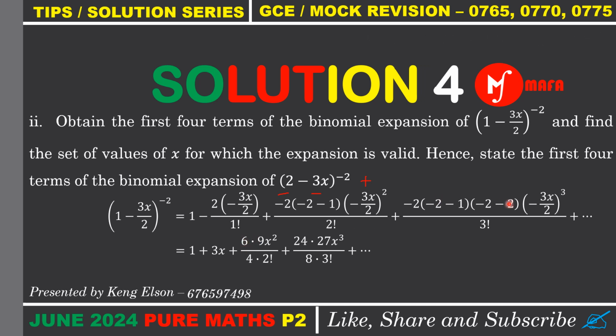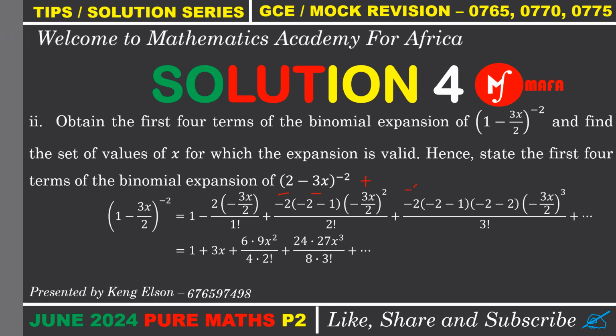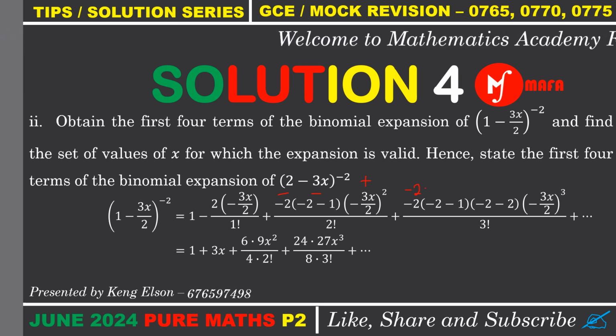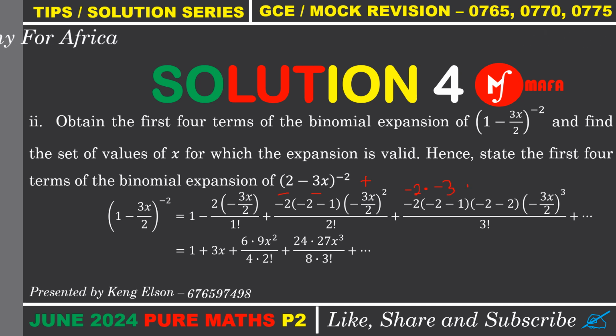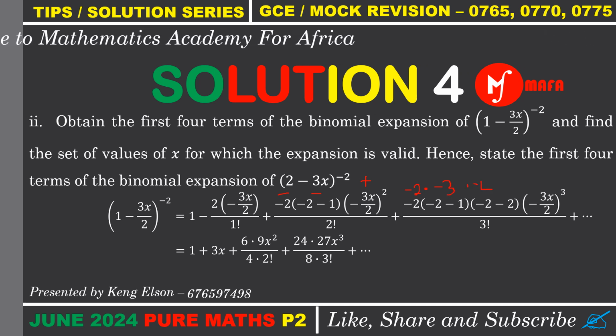Alright, now let's go to the last term. Let's begin with the signs. In fact, this one is negative 2, this one is negative 3, and this one is negative 4.